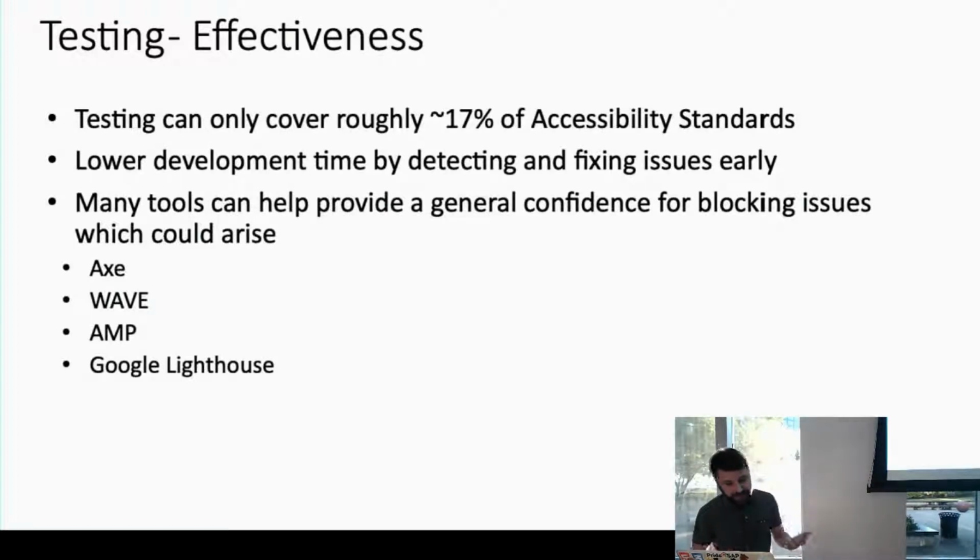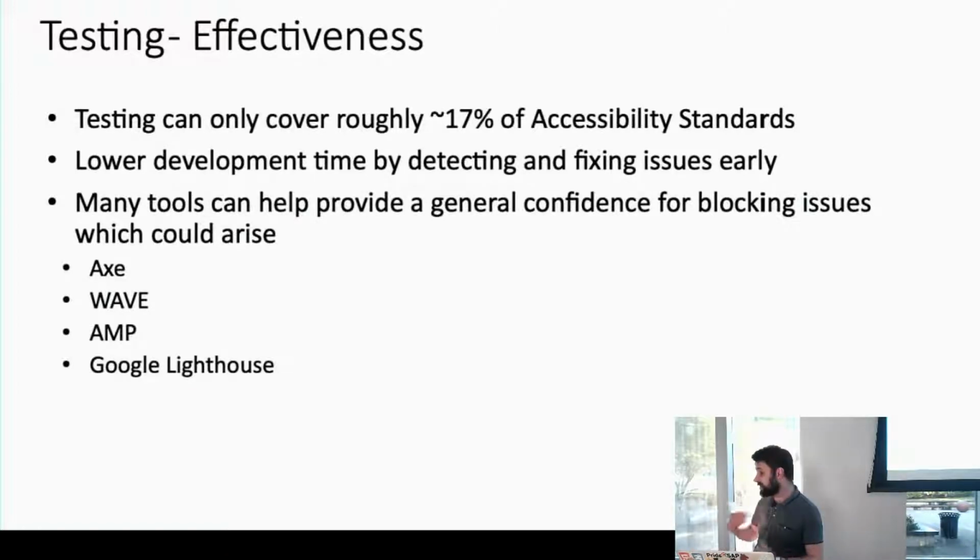And there's many tools that can help provide a general confidence in what some of these blocking issues are. The bad news is accessibility is subjective for users that are using assistive technology. So depending on the assistive technology and the impairments they face, we're actually only able to catch about 17% of accessibility issues using some of these tools. We're going to go over Axe here in a second, but WAVE, AMP, and Google Lighthouse are also 3 really great alternatives.